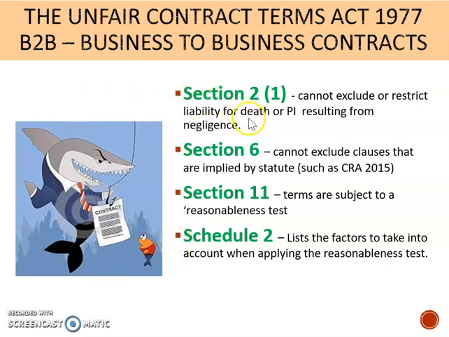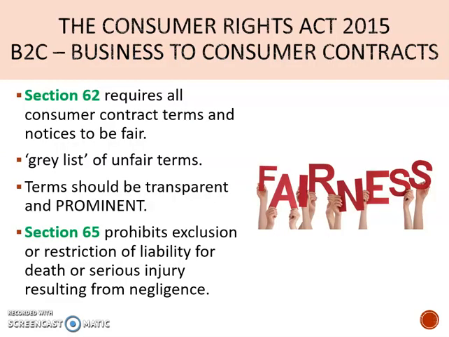Section 2.1, you can't exclude liability for death or personal injury resulting from negligence. Can't exclude clauses that are implied by statute. Terms should be subject to a reasonableness test, and Schedule 2 lists the factors to take into account when applying the reasonableness test.